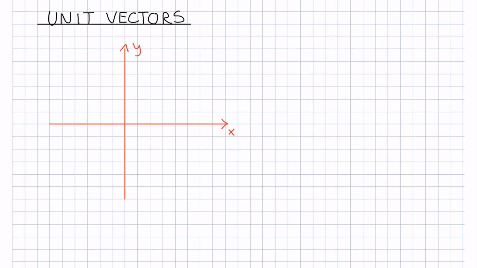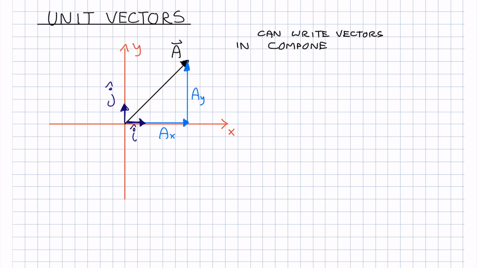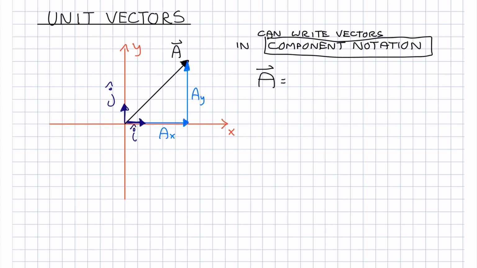To see how to use these, let's try an example in 2 dimensions with an x and y coordinate system. Here's a vector A, and it will have components ax and ay. Now we know i hat points along the positive x-axis, and j hat points along the positive y-axis. We can now use these 2 unit vectors to write vector A in component form. In this notation, we would write the vector A as ax i hat plus ay j hat.